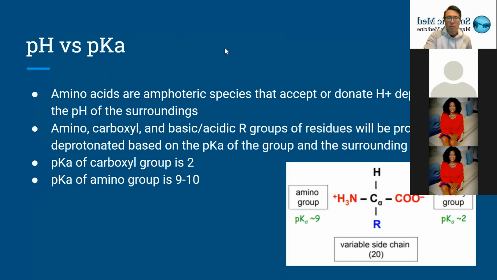Okay. So like I said before, the amino groups, the carboxyl groups, and the side chains of the acidic and basic amino acids can become protonated or deprotonated depending on the pKa of the group and also the pH of the environment. This is because amino acids are what we call amphoteric species, so they can either accept or donate protons depending on the pH of the surroundings.